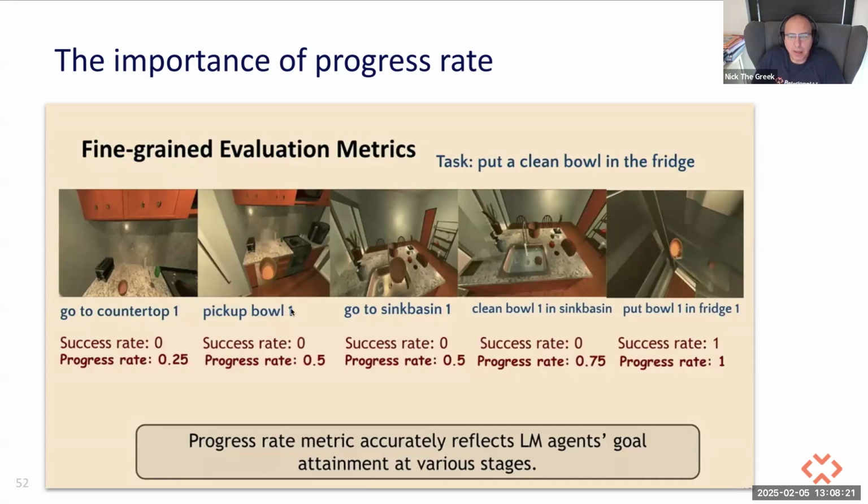As you can tell, here's an agent trying to put a clean ball in the fridge. And obviously the success rate is 0 until you put it. But even if the agent gets blocked over here, the fact that it did 75% of the job makes it better than an agent who stopped at 30% of the job. It might mean that if you try again and again, you have a higher chance to achieve that.